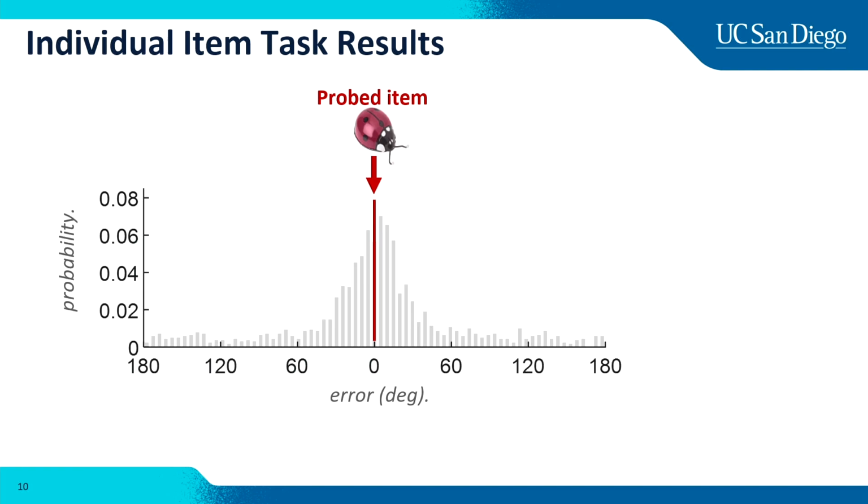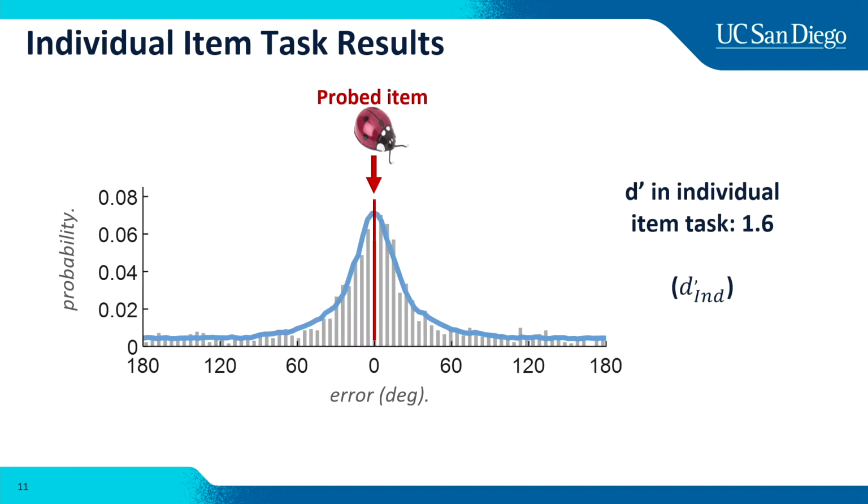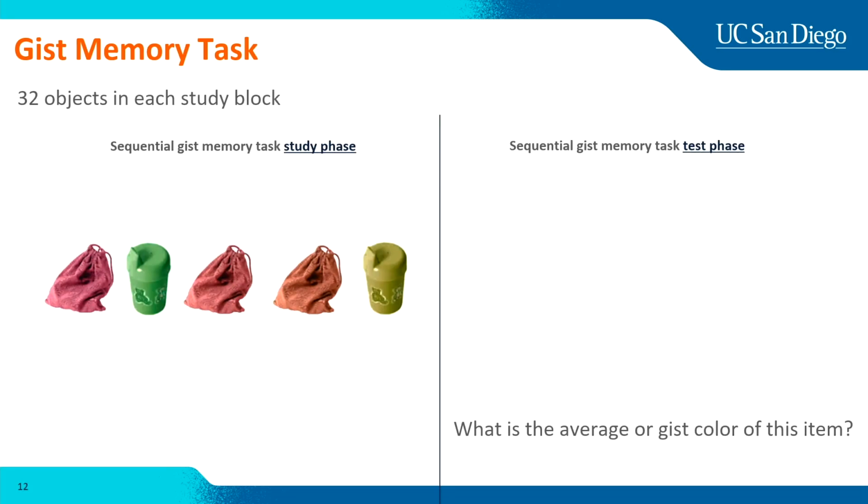So here are the average error distributions from our sequential memory task for individual items. And here is the fit of the TCC model and its d prime estimate. The best fitting d-prime value was 1.6. We fit the model for each subject separately, and this graph is just an aggregate for visualization purposes.